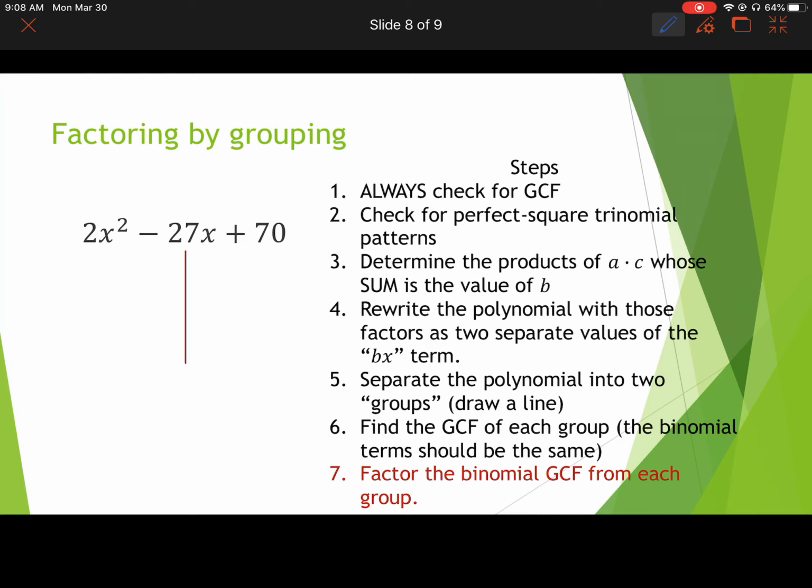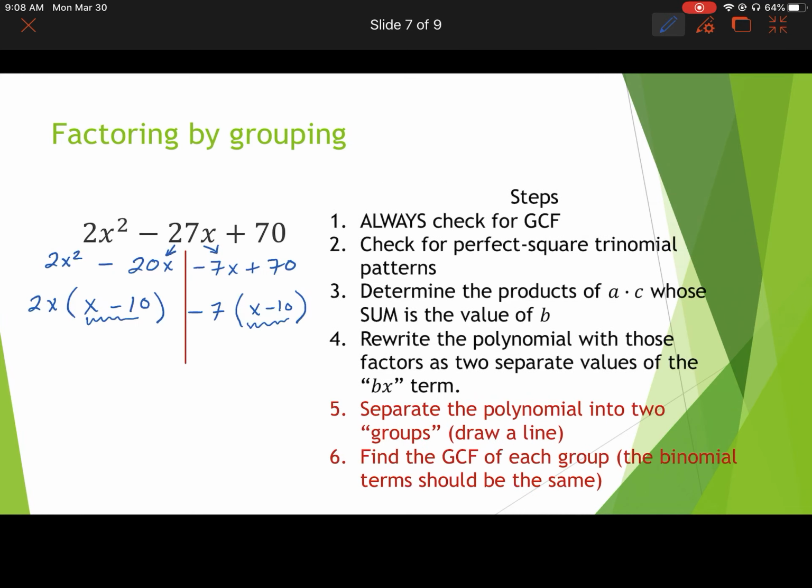So once we do that, we're going to factor the binomial from each group. Let me back up to my work here. I know that I can factor out an x minus 10, and what's left over is 2x minus 7. So notice I don't have any greatest common factors left. There's nothing else I can factor. So this is my factored solution.